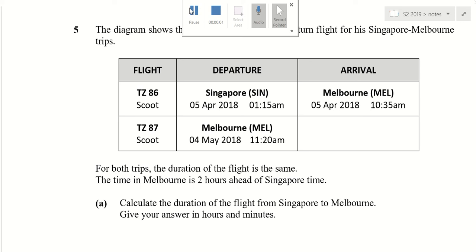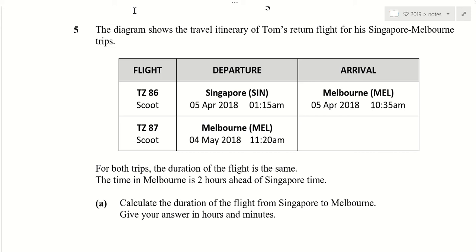Let's read the question together. It says here, itinerary Singapore, Melbourne. This is the time. This is the time arrive in Melbourne. So it says the time in Melbourne is 2 hours ahead of Singapore. Ahead means what? Faster. Calculate the duration of the flight from Singapore to Melbourne. Give your answer in hours.